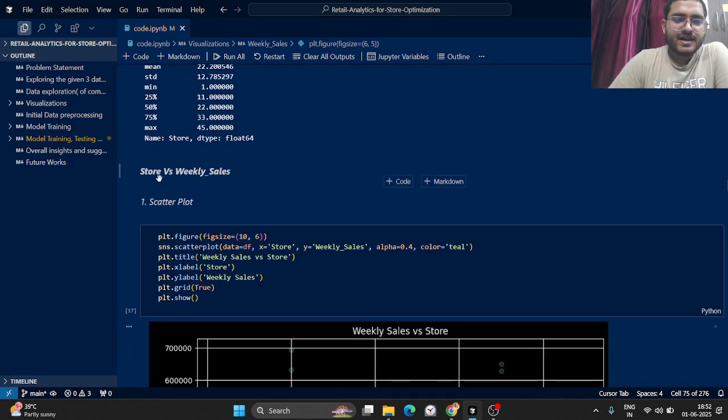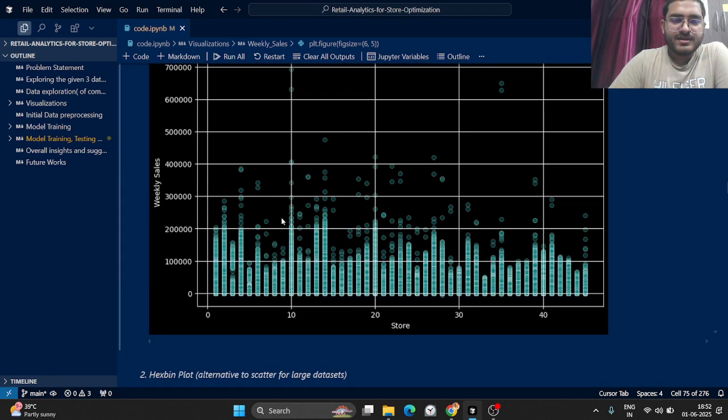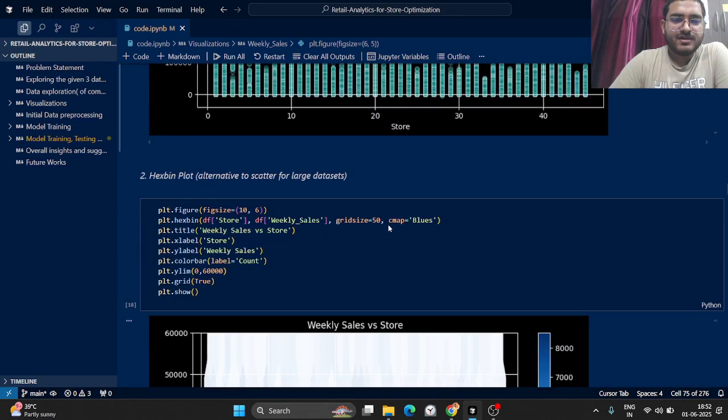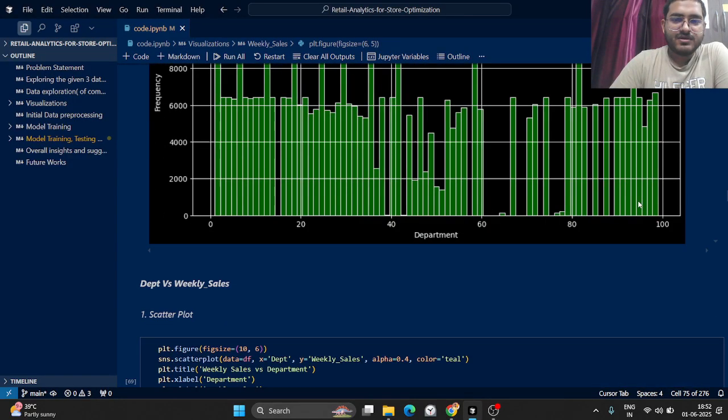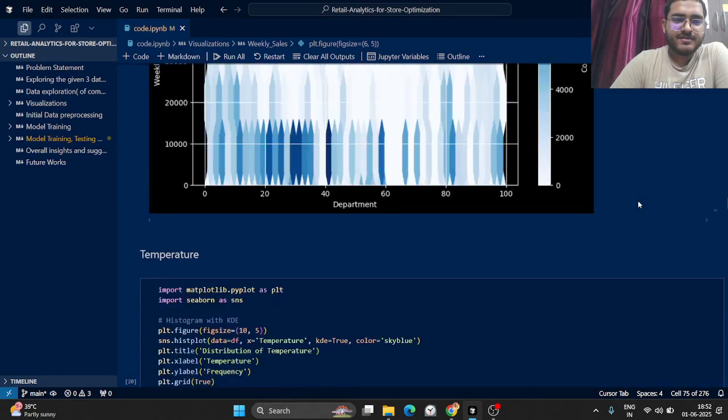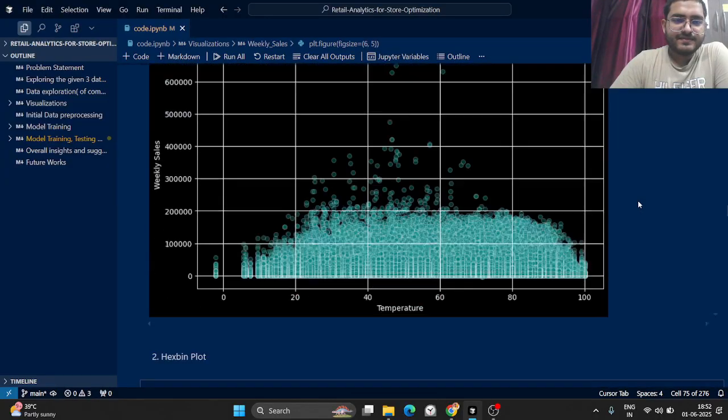We then plotted the store; this was the graph. We also tried to understand the relation between store and weekly sales. This was the scatter plot we got, and we also tried plotting a hexagon plot.